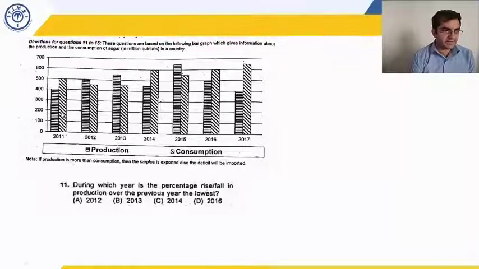So you can see that in 2011, you have to import because consumption is more. 2012 you will export because production is more. In 2013 you will export. In 2014 you will import. 15 you will export. 16 you will import, and 17 you will import because consumption is more than production. With this understanding of this data, please solve this question. Take 30 seconds.